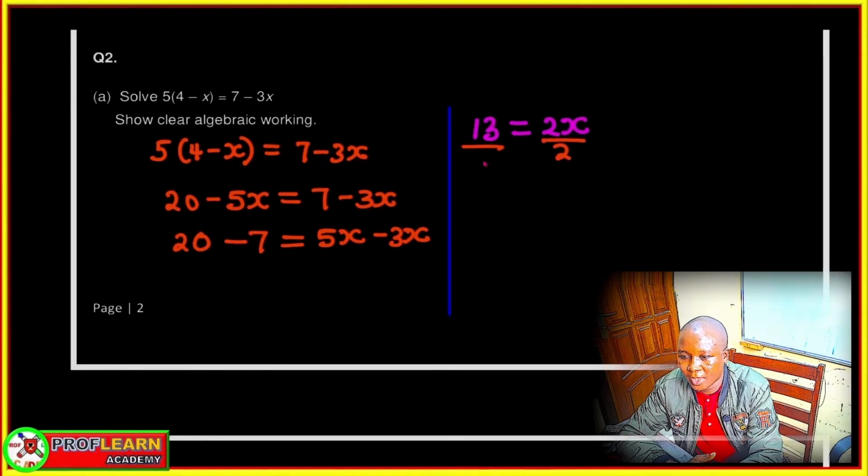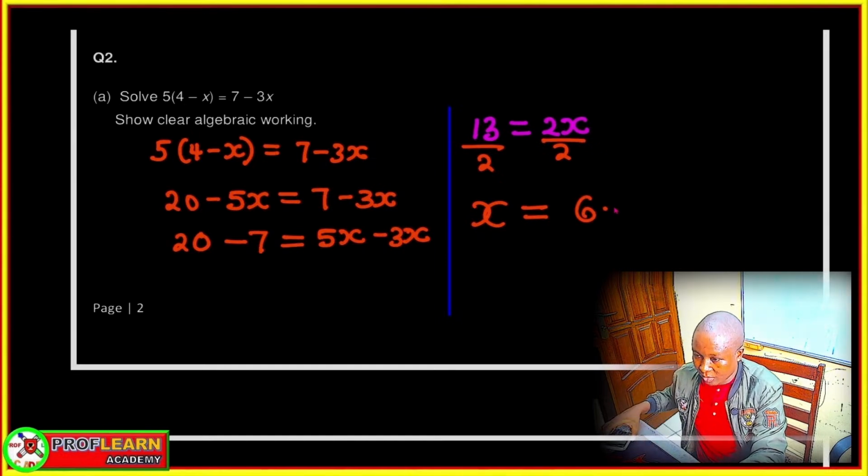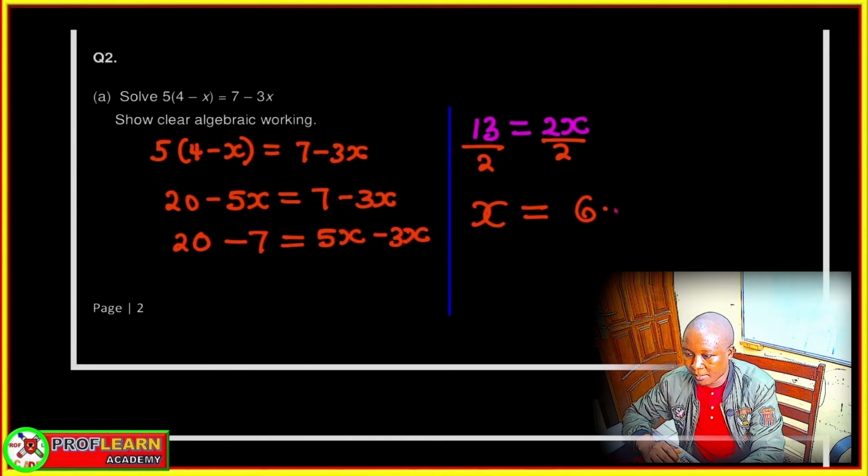Then we shall divide by 2 both sides. And if you divide by 2 both sides, what are you going to get? That is 13 divided by 2. You are going to get 6.5 as our final answer at that point.